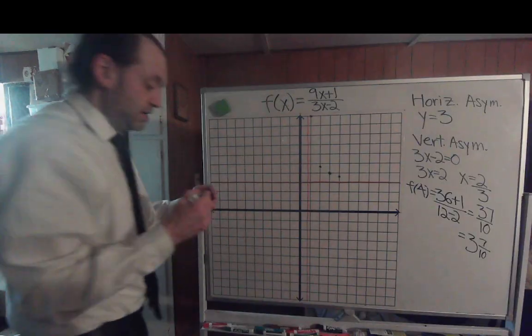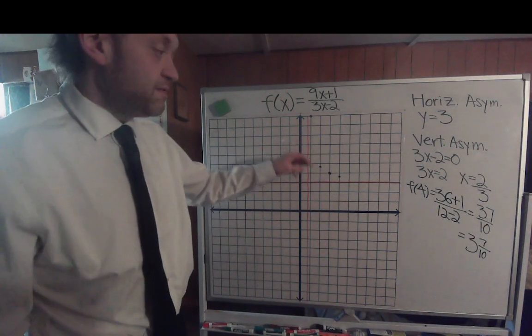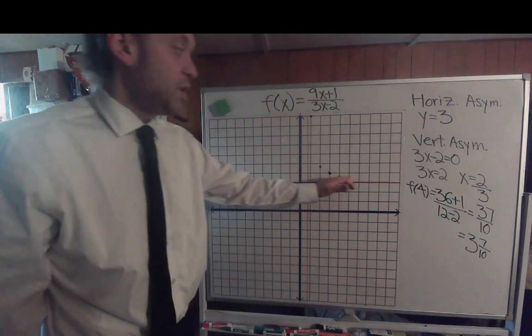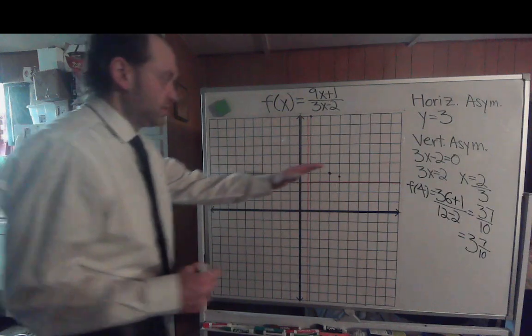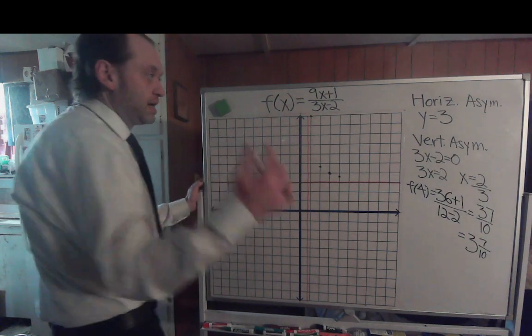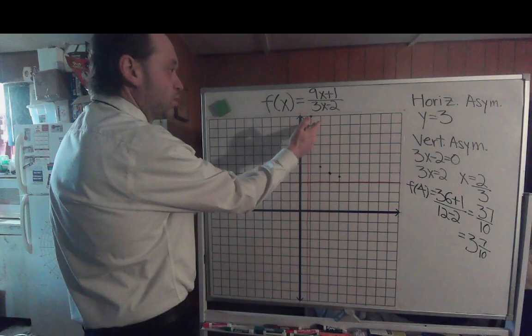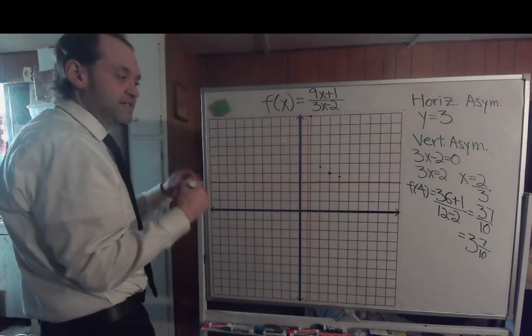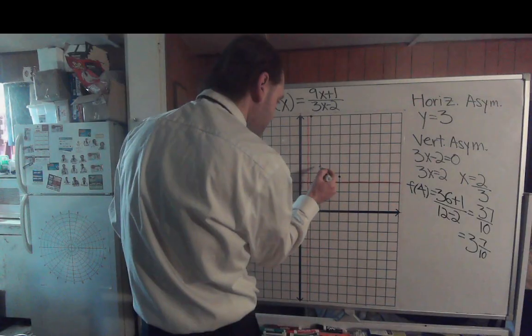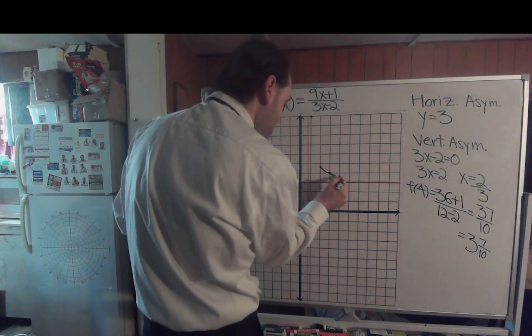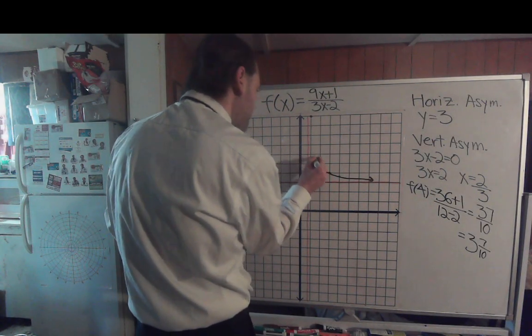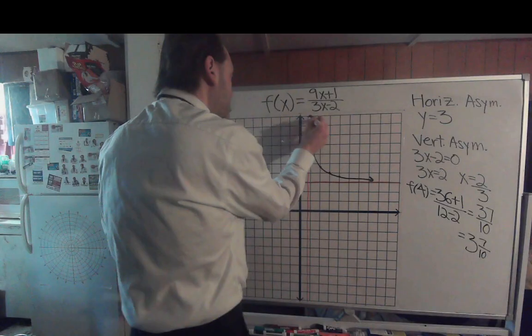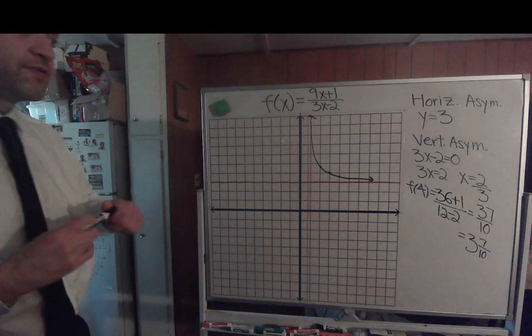And as you see, as I keep going right, I'm getting infinitely closer and closer to y equals 3, but I'm staying above it, I can't quite reach it. And the further left I go, I'm getting closer and closer to that vertical asymptote of x equals 2/3, but I can't quite reach it. So let's draw this curve here. And that's about what you have to work with for the right branch.